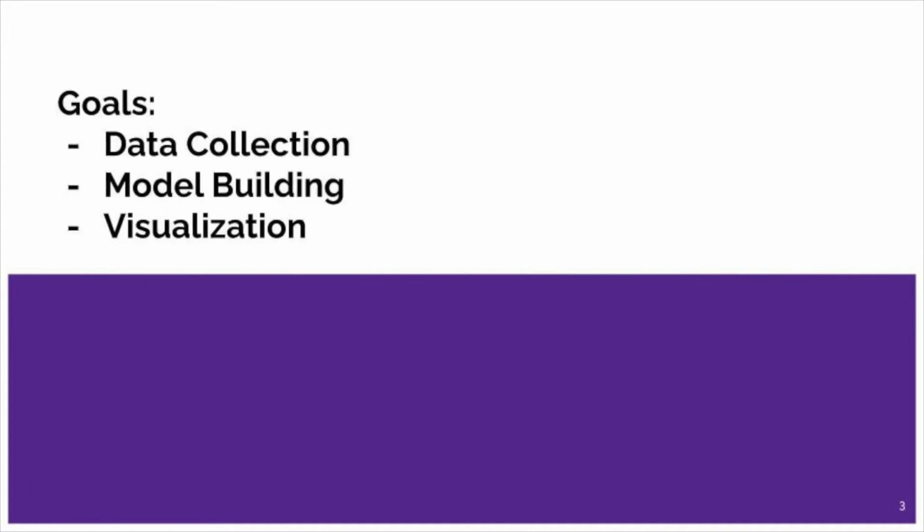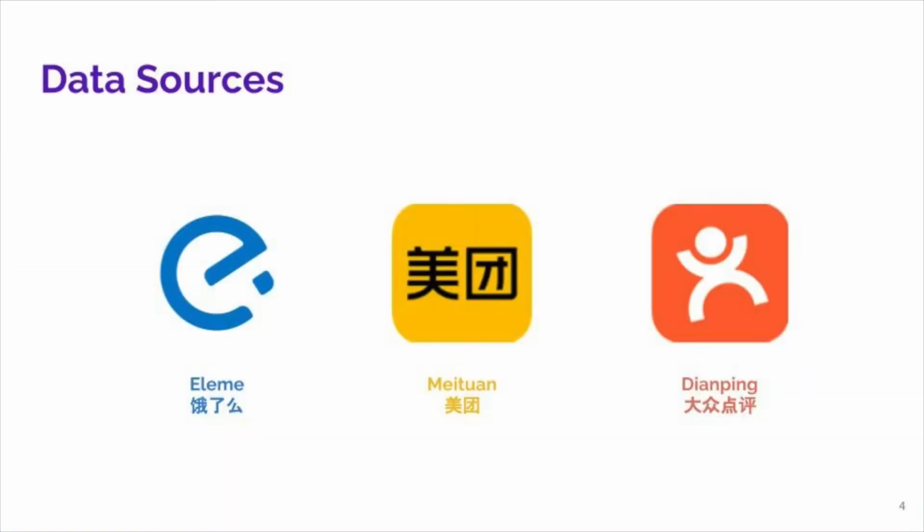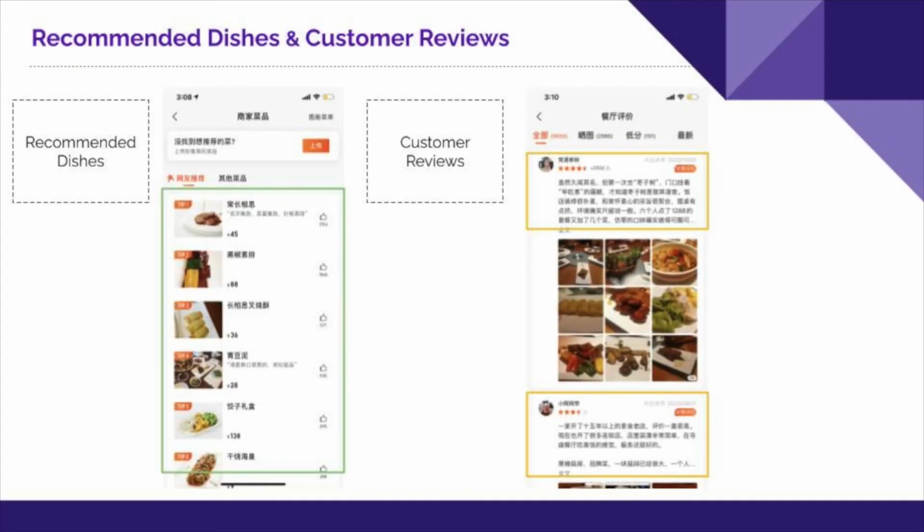At present, our project can be divided into three major tasks. First, collect vegetarian and non-vegetarian restaurant data. Next, build models to classify different restaurants. Then visualize our results. So for the first part, data collection, our major data sources are the Chinese food delivery apps, such as Ele.me, Meituan, and Dianping, and the data are scraped directly from the websites.